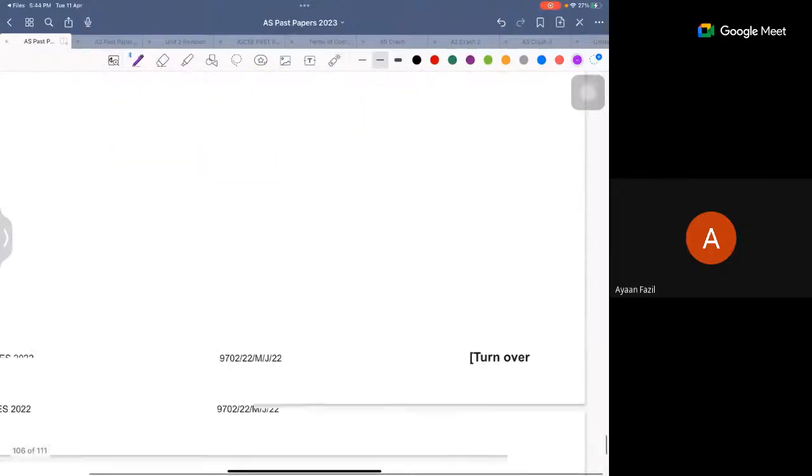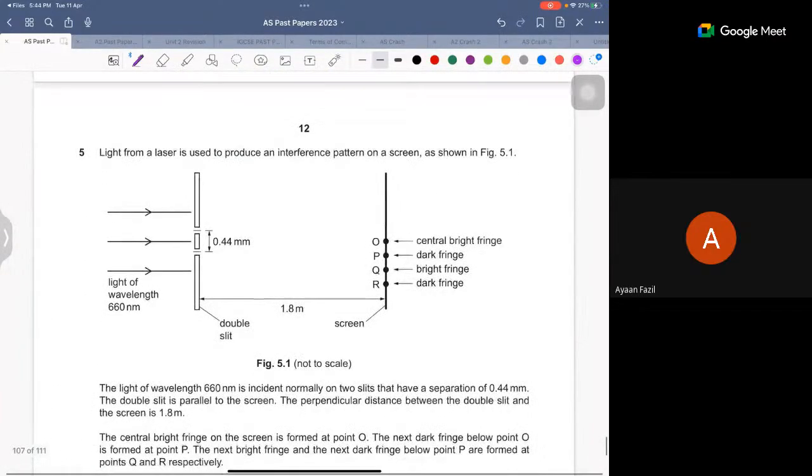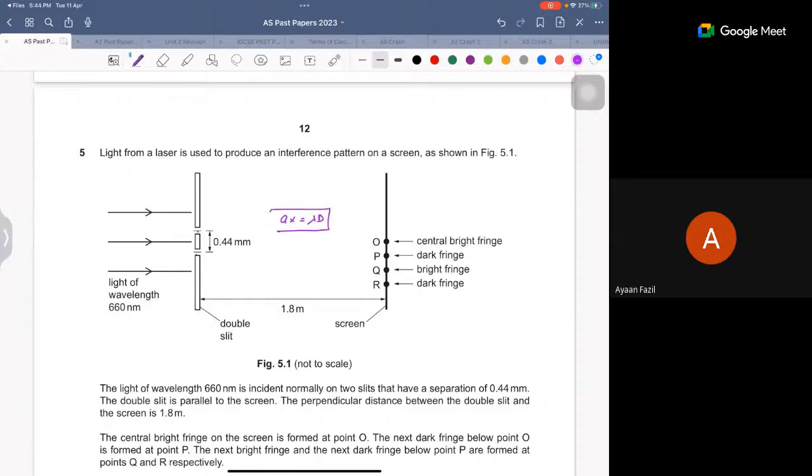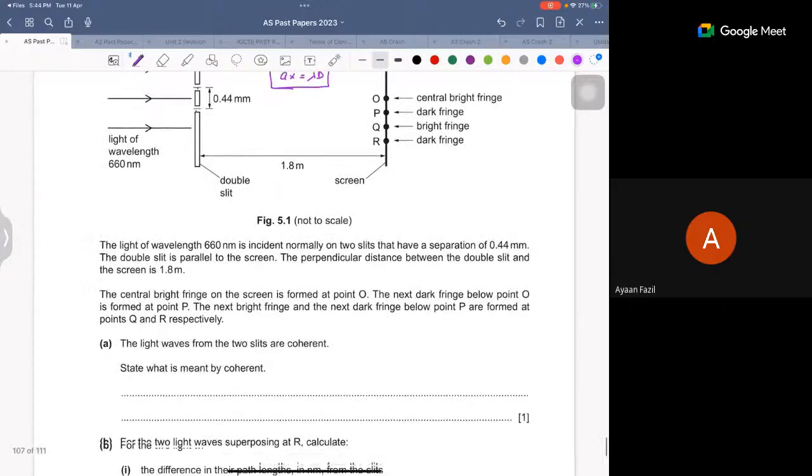Then, the moment I see this is a double slit question, the two slits, I will remember it is an ax equals lambda D question. This equation will solve everything. So now let's do this.